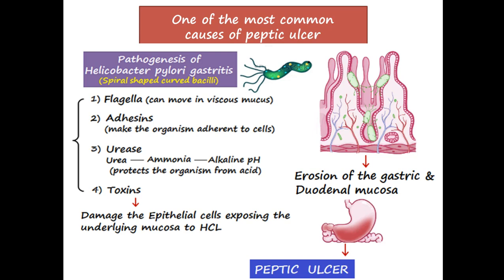Now, what is the pathogenesis behind the damage that is caused by Helicobacter pylori to the stomach? That is, Helicobacter pylori are provided with certain weapons. First of all, they have flagella, and the H. pylori can use these flagella for moving in the viscous mucus that lines the gastric mucosa. So, when a person is infected with H. pylori, and once H. pylori are in the stomach, they will face a very harsh acidic environment.